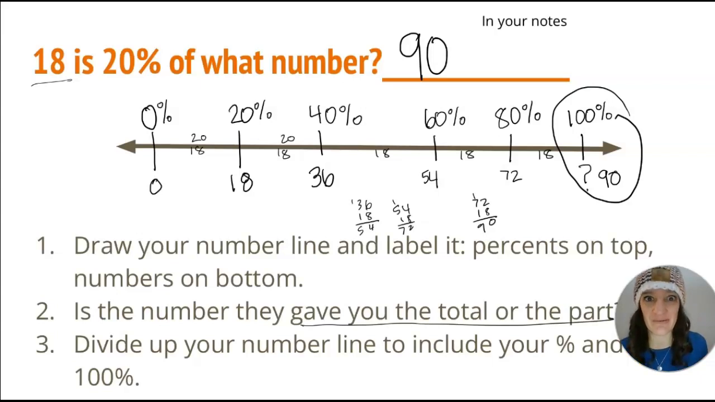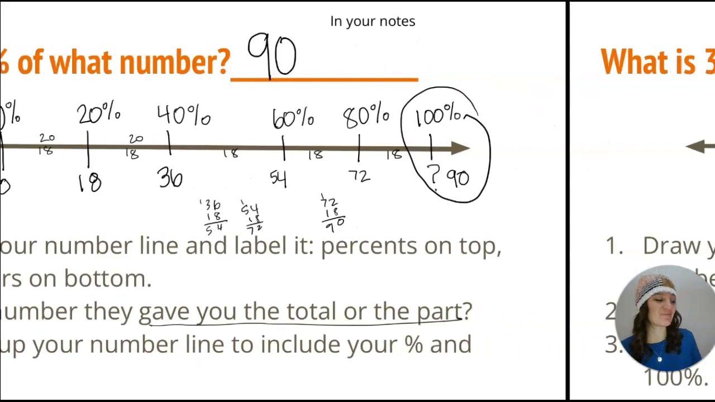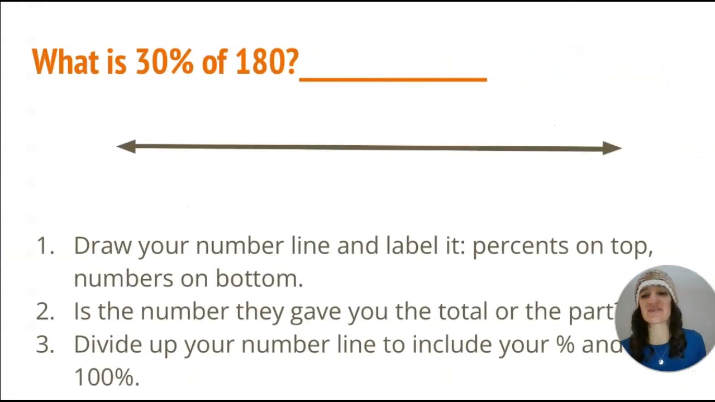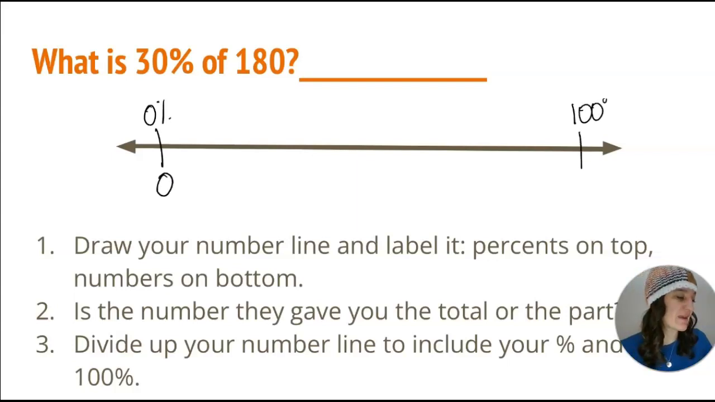And if you're like, what in the world was that? No worries. This is your first time going through that trail, so it's a little weedy, totally understandable. Let's try more examples though. The next one in your notes is, what is 30% of 180? Let's start with labeling our number line with percents on top and numbers on bottom. And let's make sure there's a 30% in here.